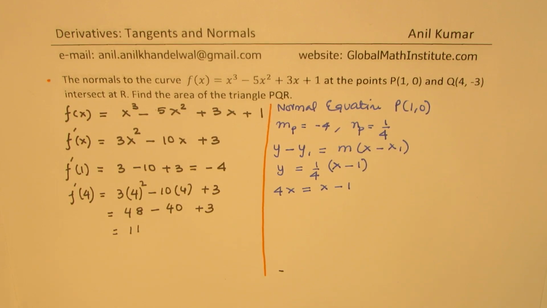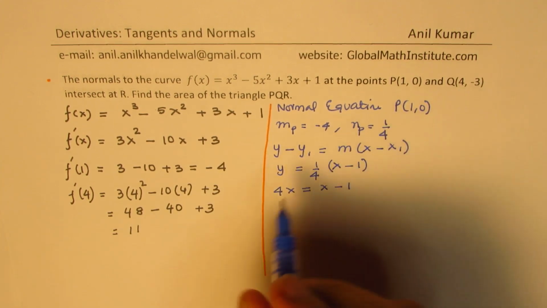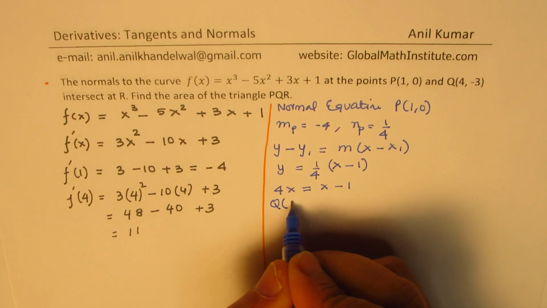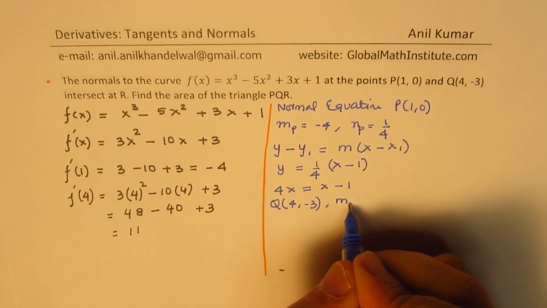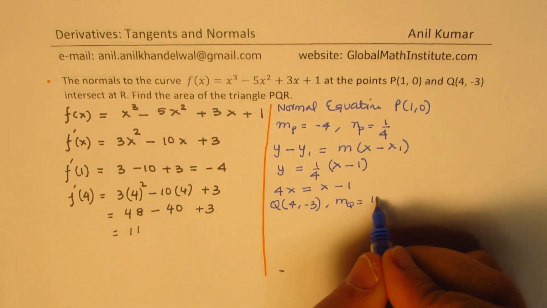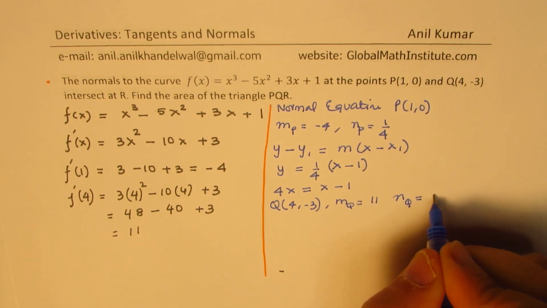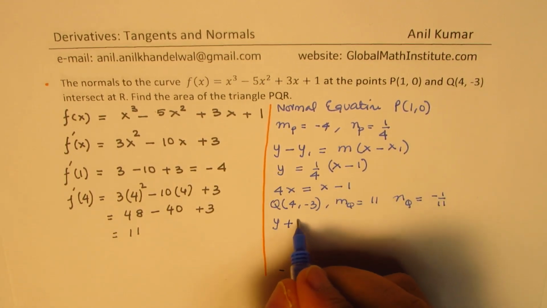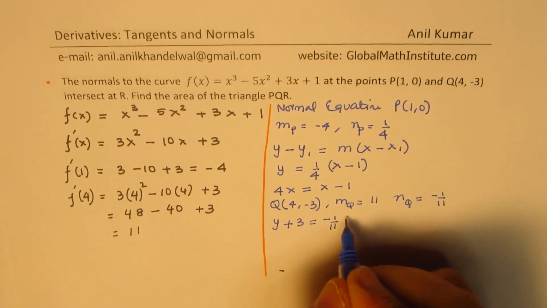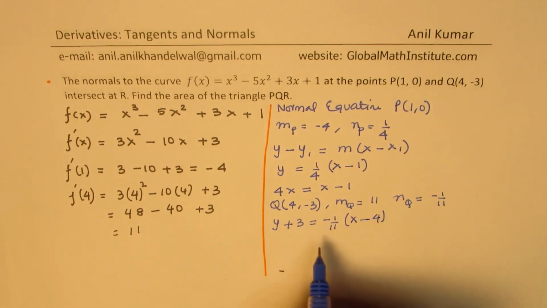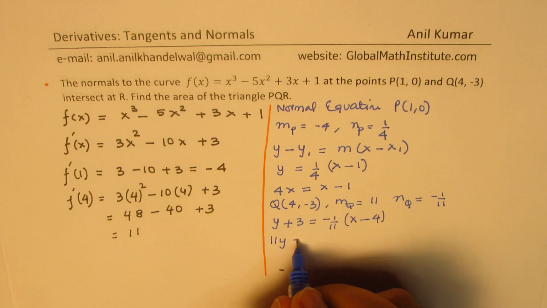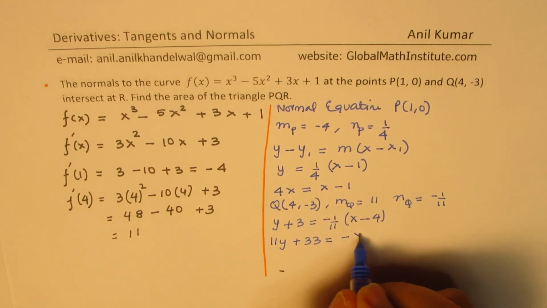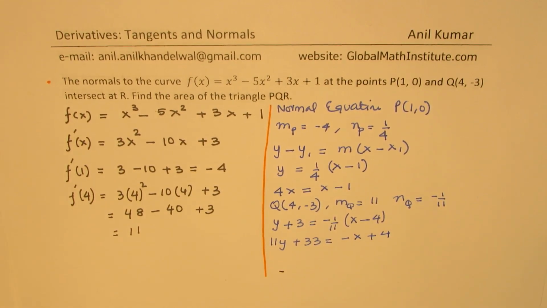Let us also find the equation of the normal at the point Q, which is (4, -3). At point Q, the slope m is equal to 11. So the normal slope will be equal to minus 1 over 11. And the equation will be y minus the y value of minus 3 equals minus 1 over 11 times x minus the x value of 4. So we could write this as 11y plus 33 equals minus x plus 4. So we get this equation. Now we need to find the values of x and y. So let's take it to the next page.